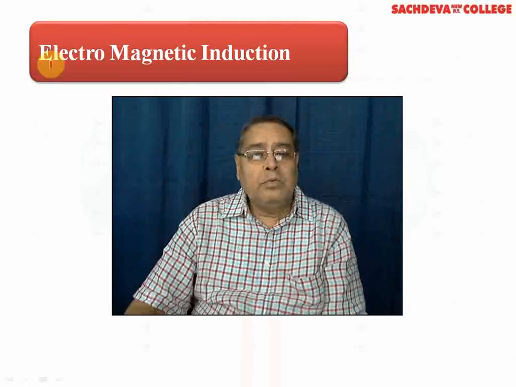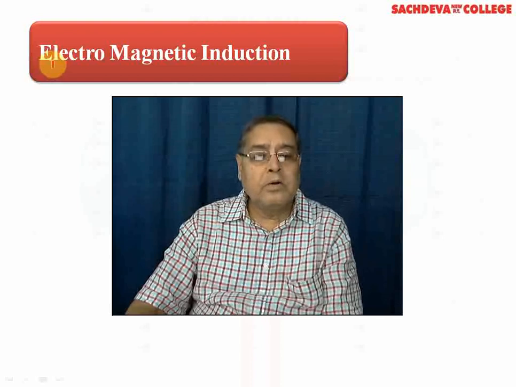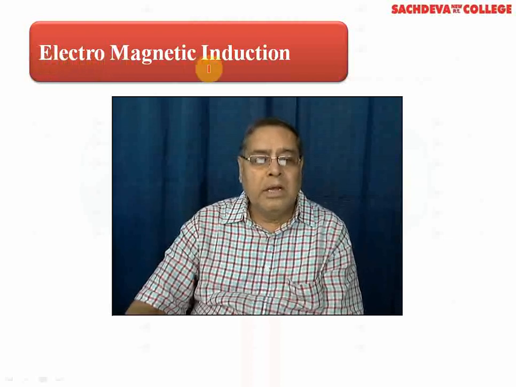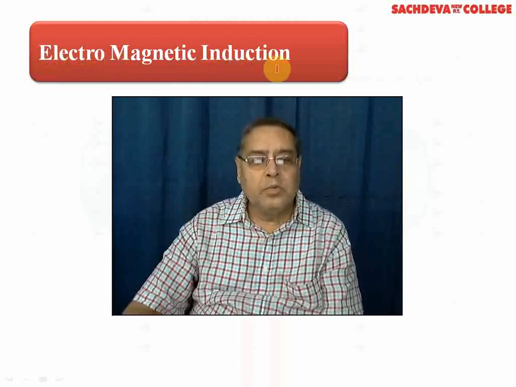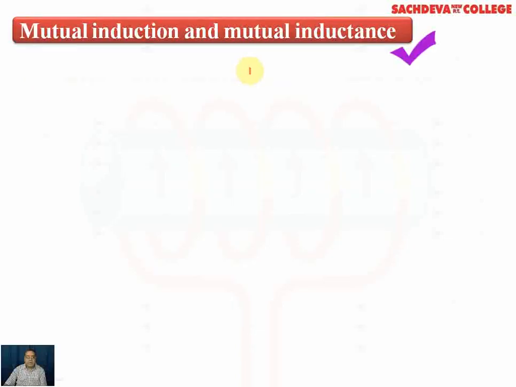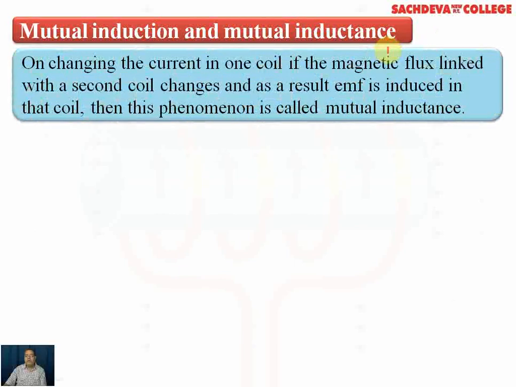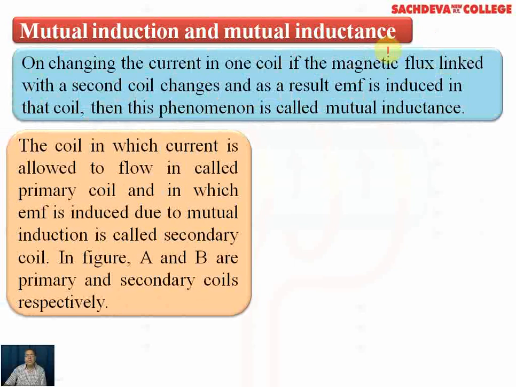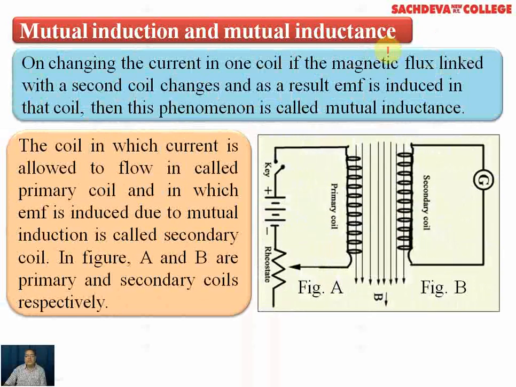Well, now we are going to discuss the next part of electromagnetic induction, and this part is mainly related to mutual induction. Now, mutual induction and mutual inductance are two different things. Mutual induction is basically a concept, whereas mutual inductance is a constant of that circuit in which the induced EMF is induced.